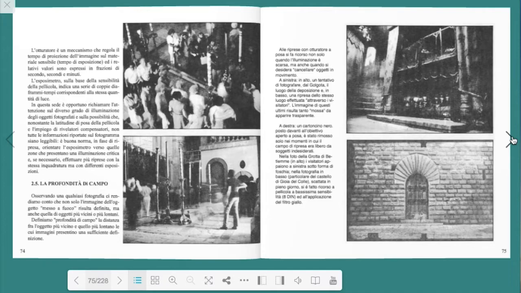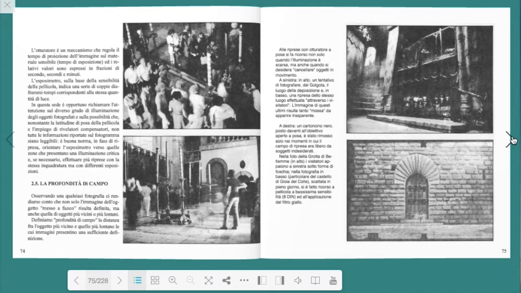Page 75. Captions. Shooting with a shutter is used not only when the lighting is poor, but also when you want to delete moving objects. Left, above, an attempt to photograph, from Golgotha, the place of deposition, and, below, a shot of the same place made through visitors. The image of the latter is so moved as to appear transparent. On the right, a black cardboard, placed in front of the lens when it was opened, was removed only when the shooting field was free from unwanted subjects.